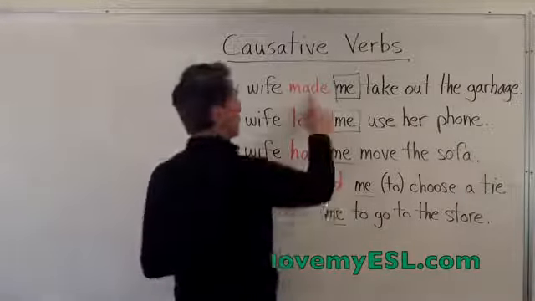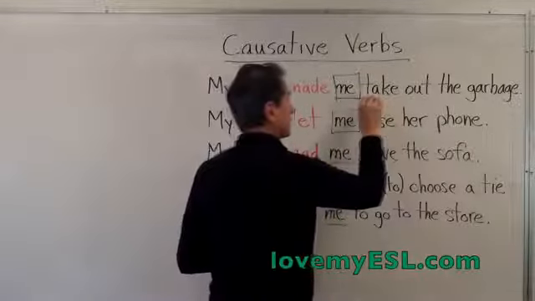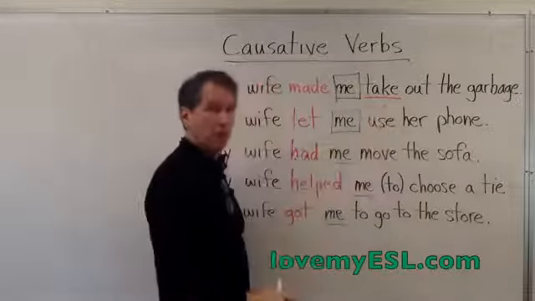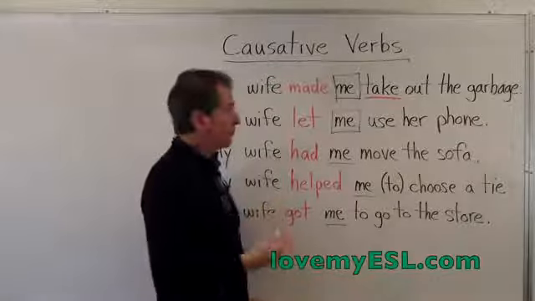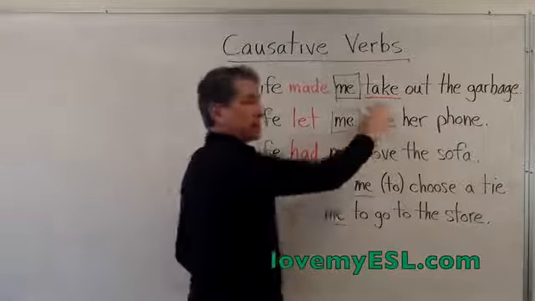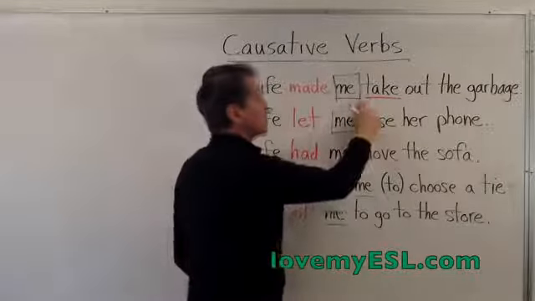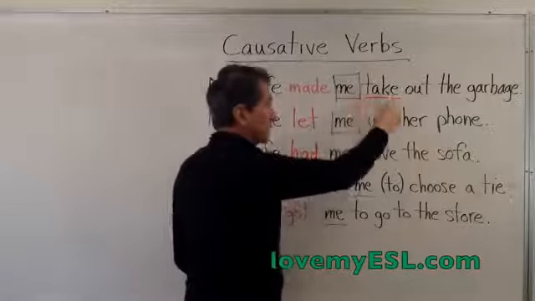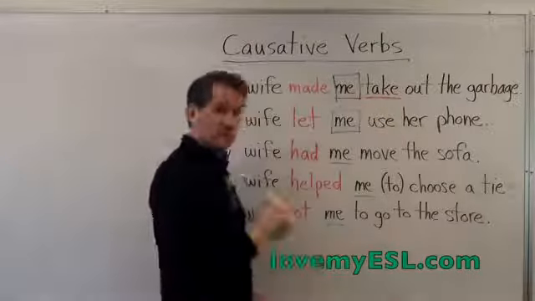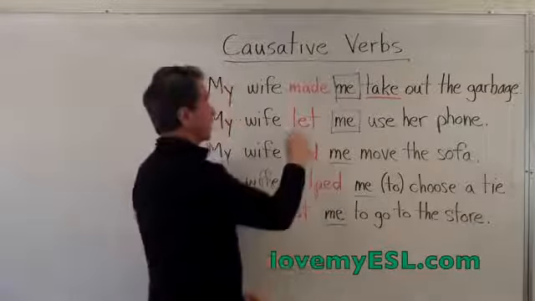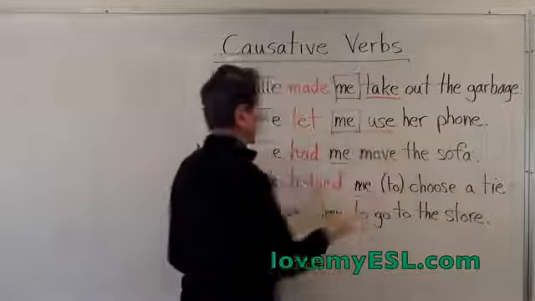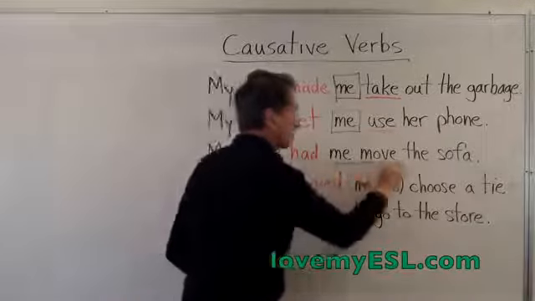Now, there is one thing you need to know about the grammar of this, and that is the second verb, make, take. The second verb here is in the simple form. What do I mean by simple form? I mean, it looks like the infinitive, but it's missing the to. So it's not to take, it's just take. Simple form of the verb. She let me use. She had me move.